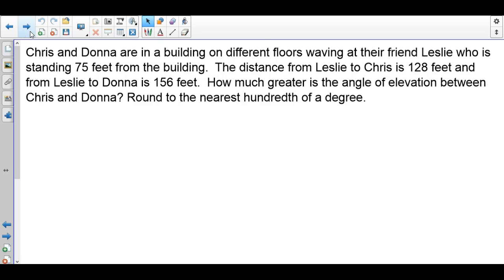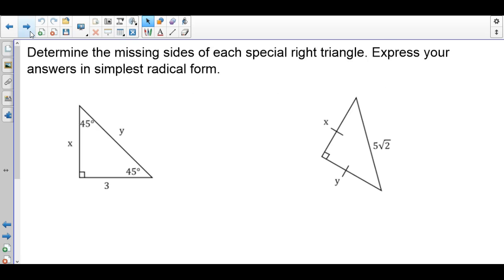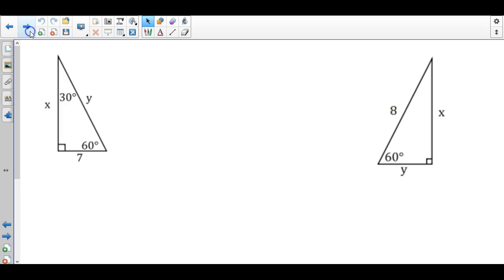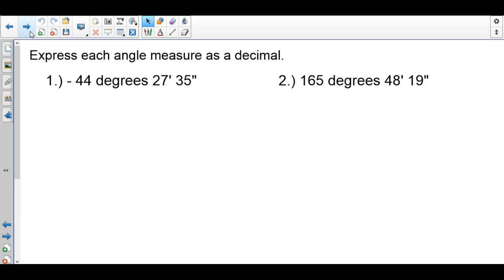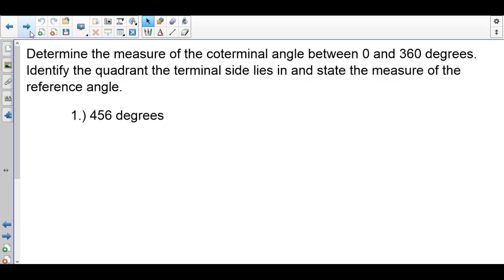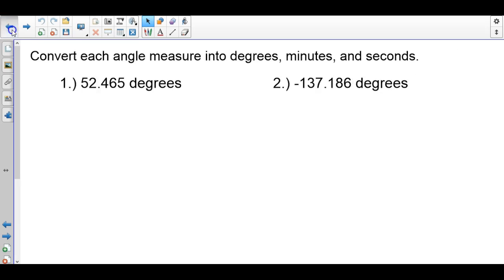We'll go through a couple story problems involving angle of elevation and depression. Go through some special right triangle rules for 30, 60, 90 triangles and 45, 45, 90 triangles. And then we'll do some conversions as far as the degrees, minutes, and seconds go, and vice versa. And then we'll finish them off with coterminal angle measures and reference angles in a coordinate plane. A lot of fun stuff.